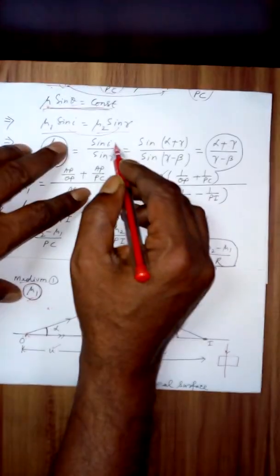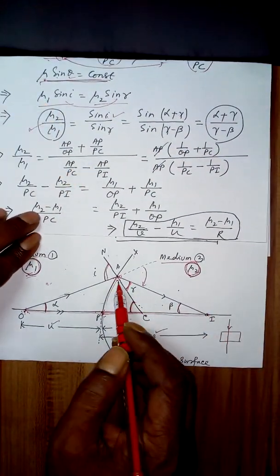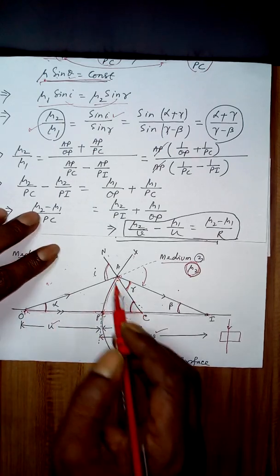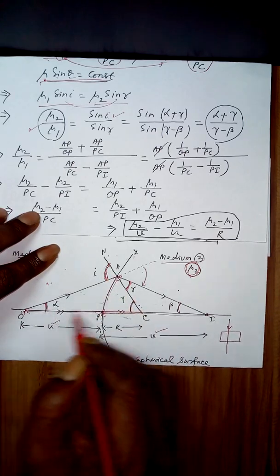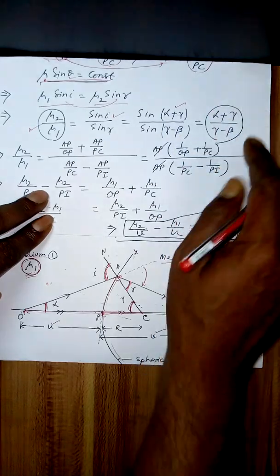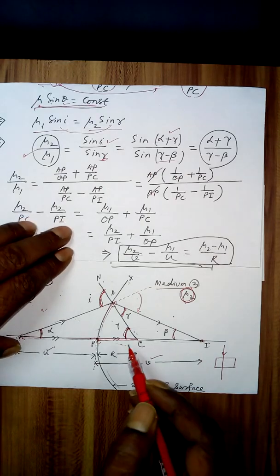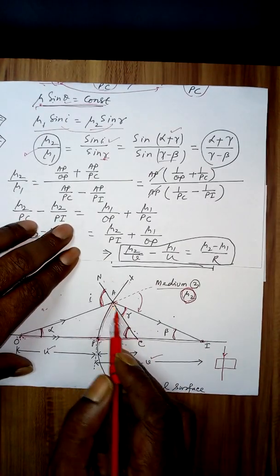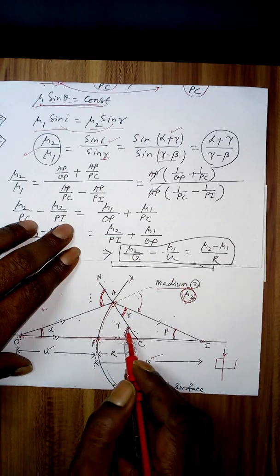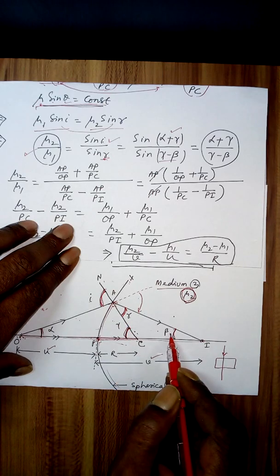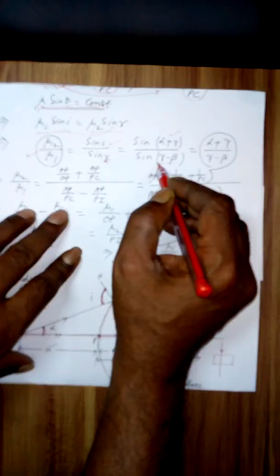Now, how is i equal to alpha plus gamma? Look at the triangle AOC. This is the exterior angle i. So according to geometry, i is equal to alpha plus gamma. Now, how is r equal to gamma minus beta? Now, r is here in this triangle AIC. These are the two interior angles. This is the exterior angle. So gamma is equal to r plus beta. So r is equal to gamma minus beta.